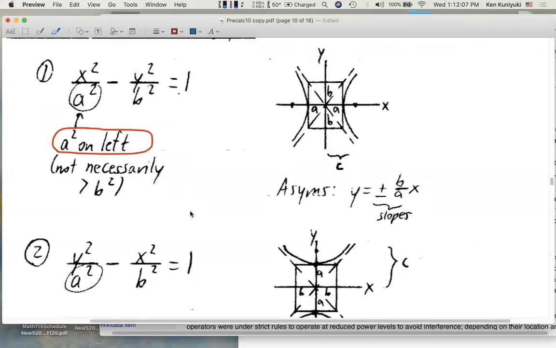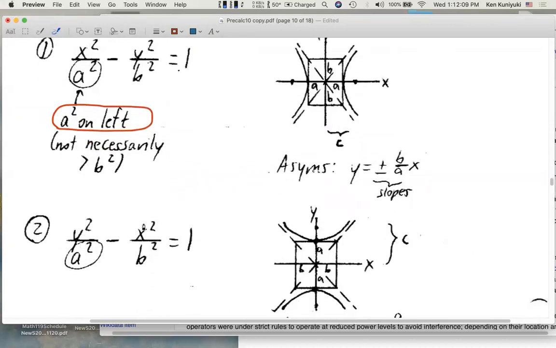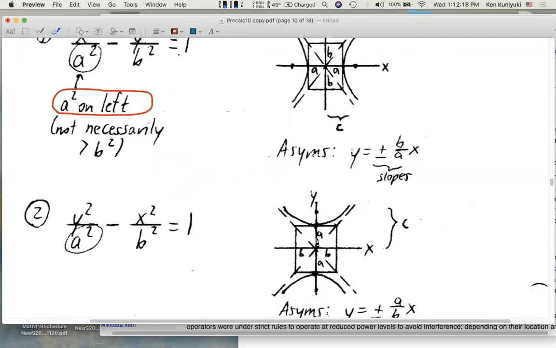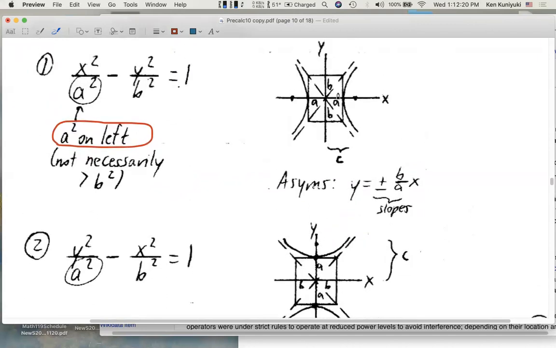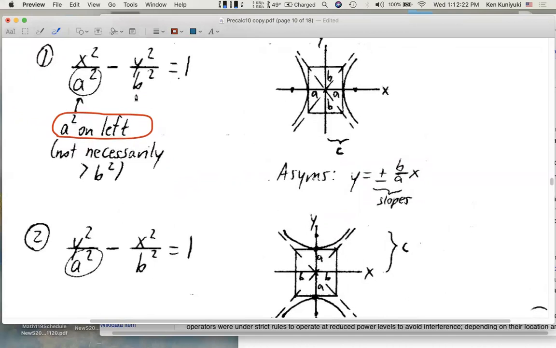Right. For y squared over a squared minus x squared over b squared equals 1, a squared is on the left. This time the y squared term is on the left, so we have a vertical hyperbola. So for determining whether the hyperbola is horizontal or vertical, you're looking at whether the x squared term or the y squared term is on the left, assuming that the signs are correct here. Positive, negative, positive.